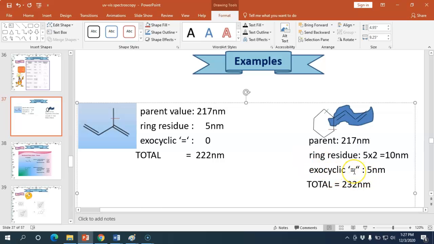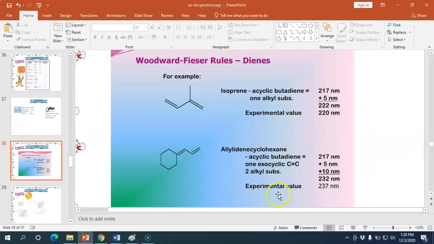For exocyclic double bond, so please spell it fully, because I don't have a full space to type double bond, so I just make it like this, bracket, double bond, double. And exocyclic double bond is double bond that presents outside the ring. So this one is a ring. So outside the ring, the attached to the ring is this area, this double bond. So this double bond is actually exocyclic double bond to this ring. We cannot assume this one is exocyclic double bond, because this double bond is separated by single bond. So we assume that there is only one exocyclic double bond. So total value is 232. Now we look at the experimental value by using machine, they got 237, approximately true.